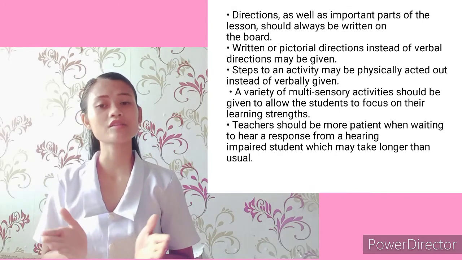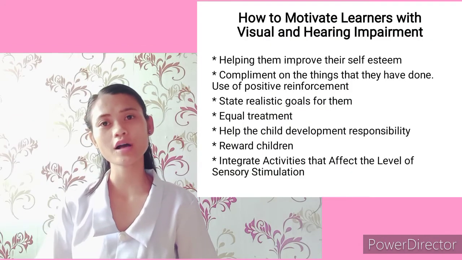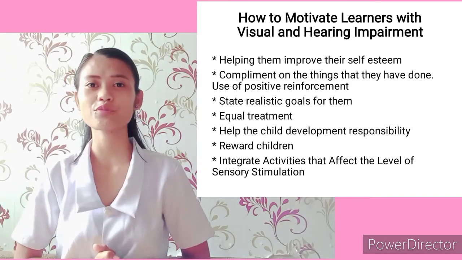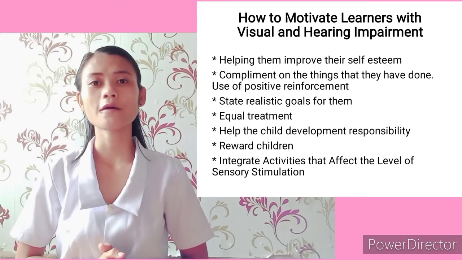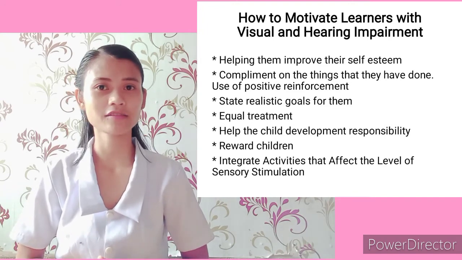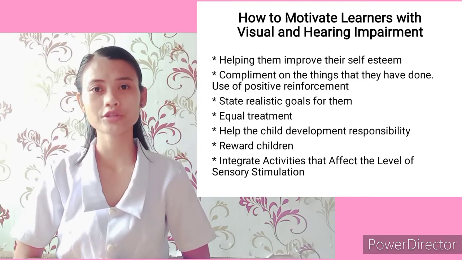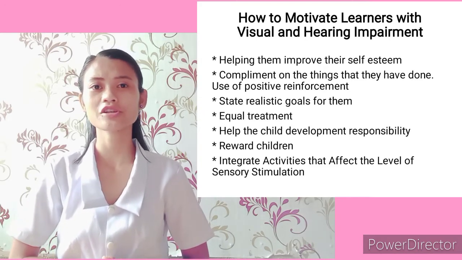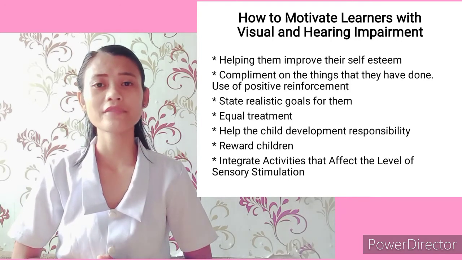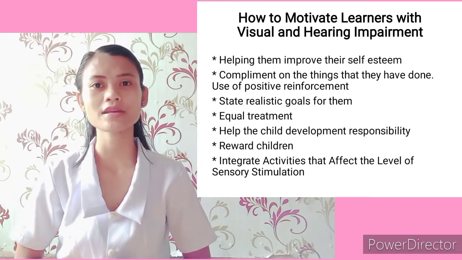And lastly, how to motivate learners with visual or hearing impairment. So first, help them improve their self-esteem. Second, compliment them on the things that they have done, using positive reinforcement. Third, state realistic goals for them. Fourth, equal treatment. Then, help the child develop responsibility or reward children. Then, integrate activities that affect the level of sensory stimulation.